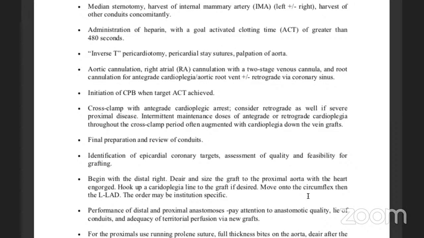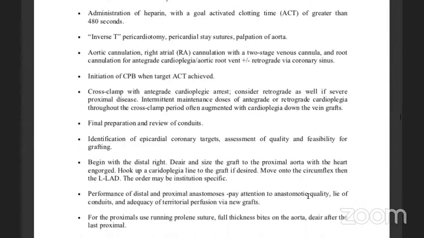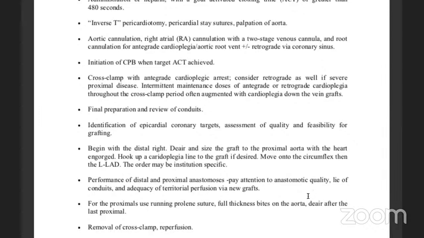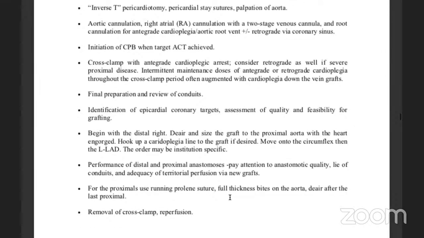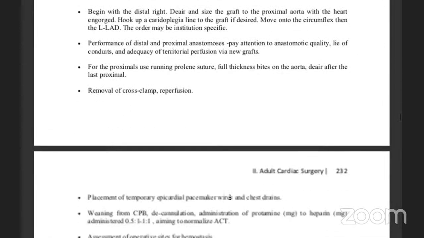Move into the circumflex, then LAD. The order may be institutional specific. Performance of distal and proximal anastomosis, and pay attention to the anastomotic quality, lie of conduit and adequacy of territorial perfusion with the new graft. For proximal use running Prolene, full thickness bite on the aorta, de-air after the last proximal, and then remove cross clamp and reperfuse.